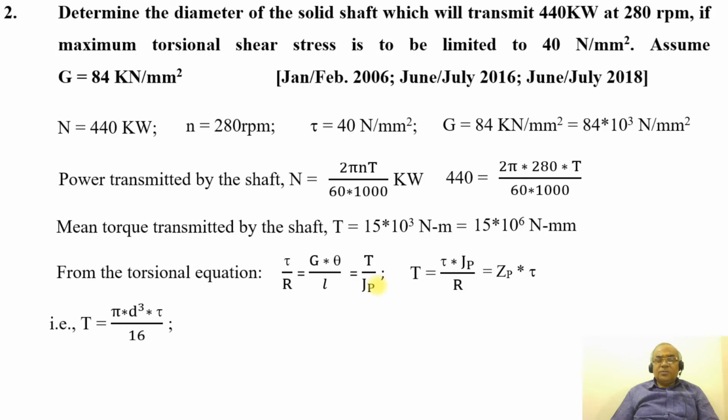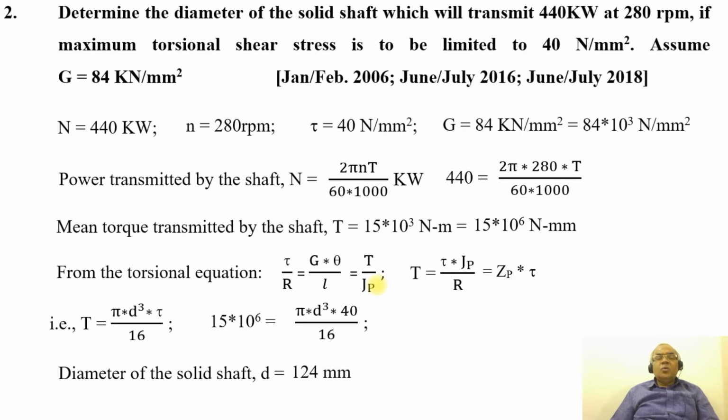Since we know the torque, substitute the value of torque as 15 into 10 to the power of 6, which is equal to pi d cube into tau, which is 40, divided by 16. On simplification, the diameter of the solid shaft is equal to 124 mm. So this is how you can calculate the diameter of the solid shaft. Thank you.